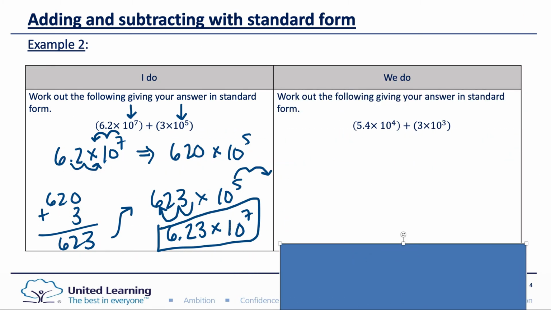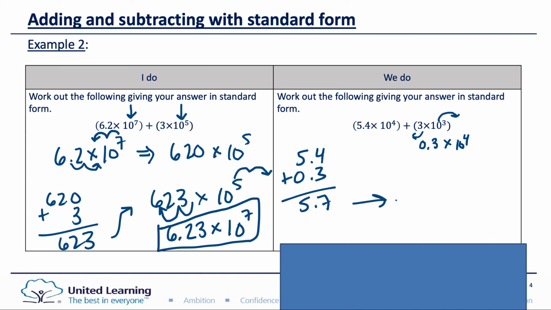Can you try your best to use that same scale and do this one, please? Okay, let's take a look. So I'm thinking I'm going to make this one larger, which means this has to become one smaller. So the equivalent would be 0.3 times 10 to the fourth. And now because the powers of 10 are the same, let's add. So we end up getting 5.7, and it would be 5.7 times 10 to the fourth power. And it's already in standard form. How great is that?